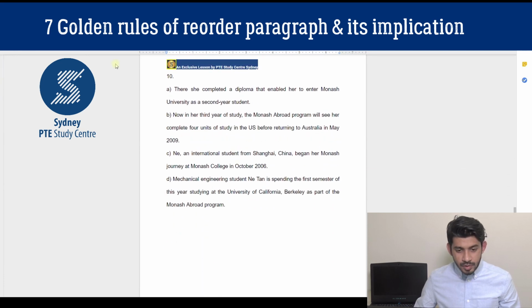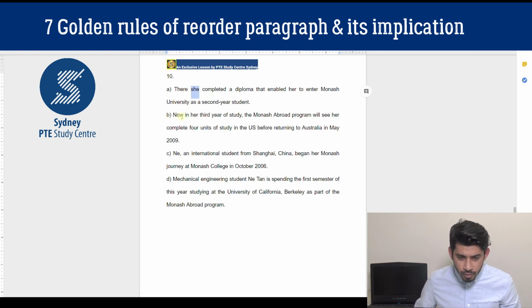Number 10. There, she completed a diploma. So I don't know who this she is. Like I said, if a sentence starts with a pronoun, it cannot be your first sentence. B, now in her third year of study. Now I've got a bit of a clue here. My first sentence says second year student. My third sentence says in her third year of study. Now which one happened before? When she was in second year, or now as she is in third year? Obviously when she was in second year, that's the earlier event. So your A comes before E, there is no doubt about that.